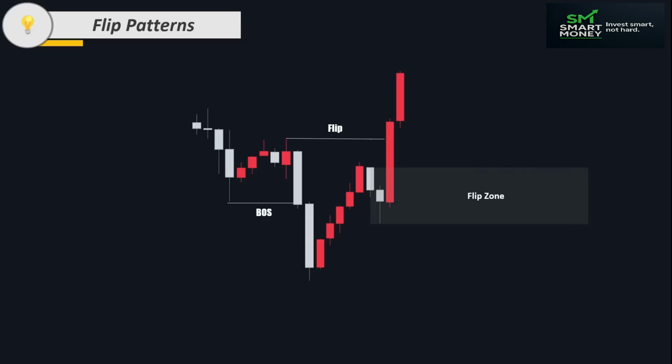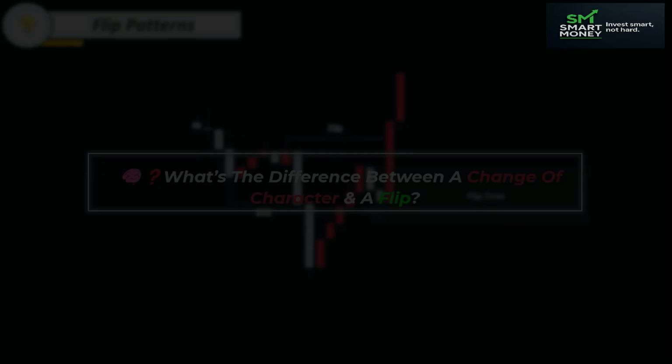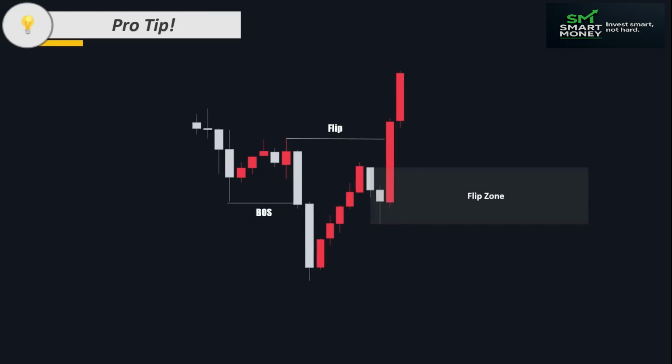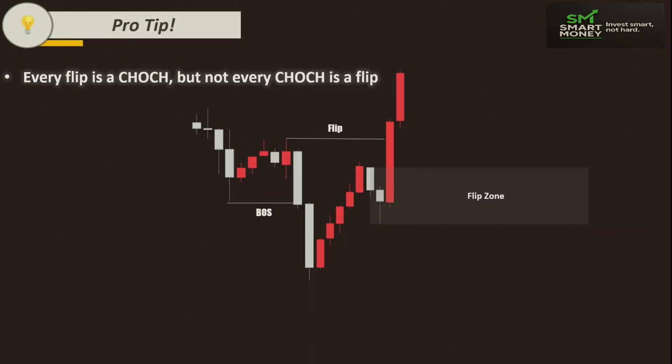So the last down-close candle, or series of down-close candles, at the origin of the bullish flip leg creates the flip zone. Now you might ask, what's the difference between a change of character and a flip? Flips are similar to CHOCHs because both are reversal patterns. But here's the key distinction. Every flip is a CHOCH, but not every CHOCH is a flip.